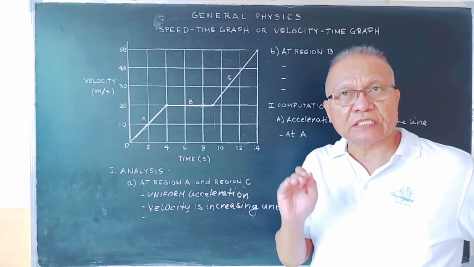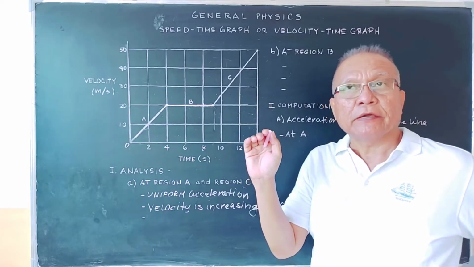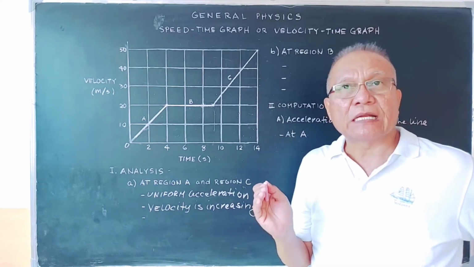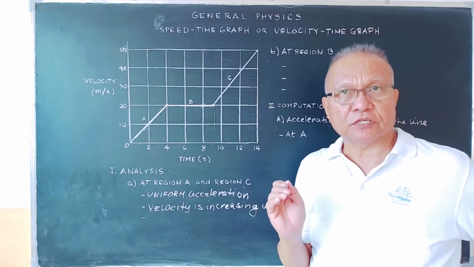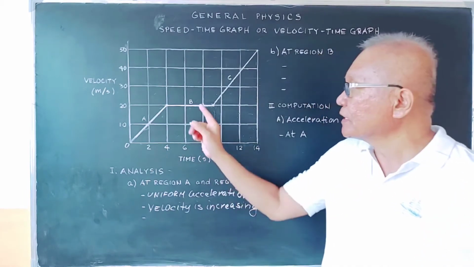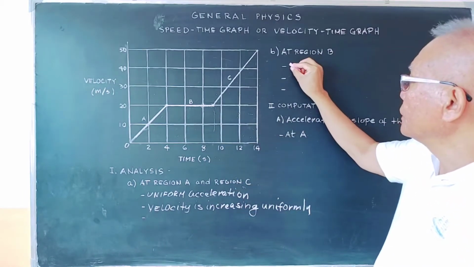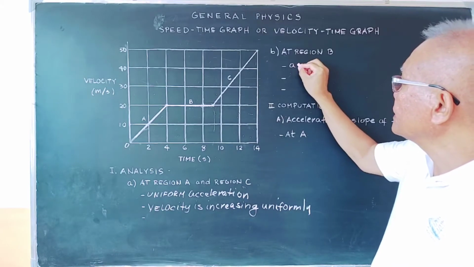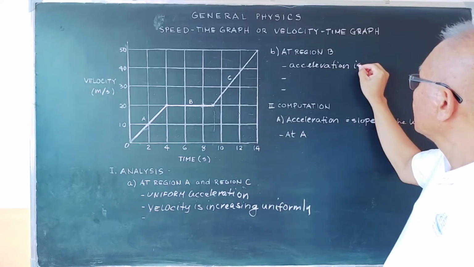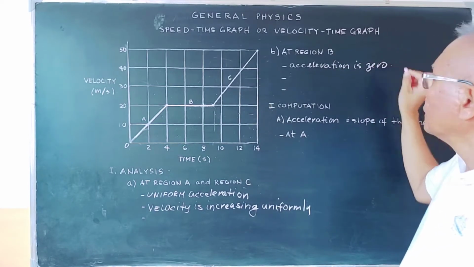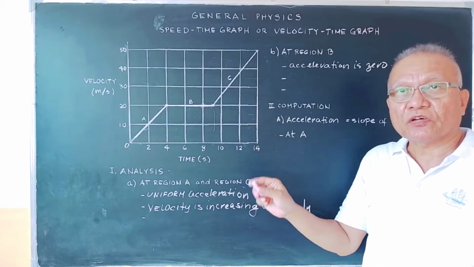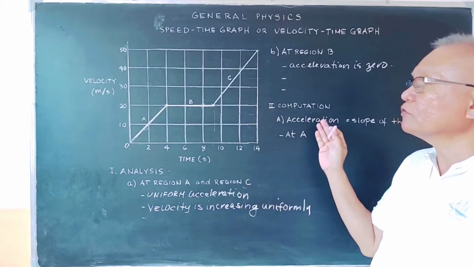If the velocity is increasing, there is an acceleration. If the velocity is decreasing, there is also an acceleration. But if there is no change in velocity, then there is no acceleration. So at this point, region B, acceleration is 0, or we don't have acceleration here. If we don't have acceleration there, then what can we say about the velocity?